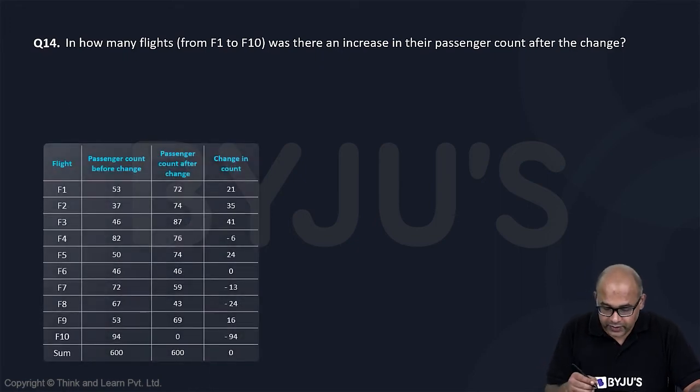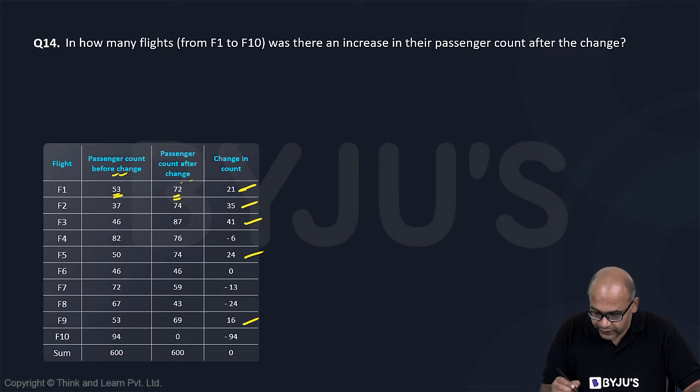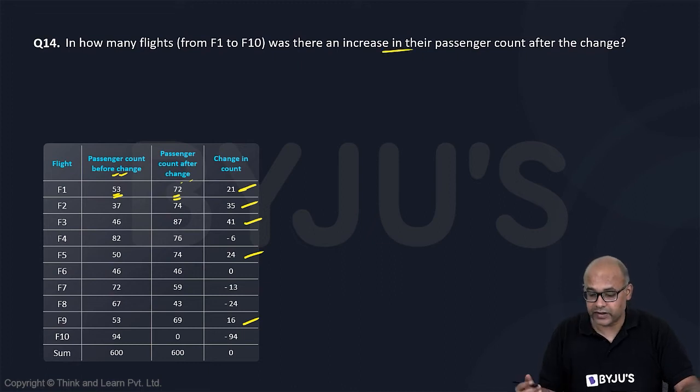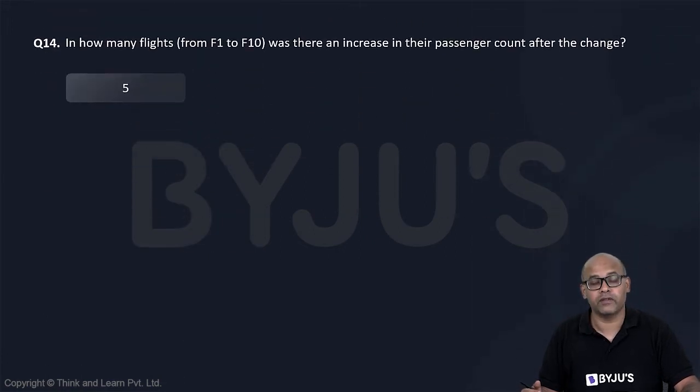And then we have, in how many flights from F1 to F10 was there an increase in their passenger count after the change? So let's quickly compare it. So we have F1 53 becoming 72. We want an increase in passenger count before change and after change. So all of them positive. So 1, 2, 3, 4 and 5. So 5 of the flights we have where there is an increase in their passenger count after the change. So we're looking at a total of 5.